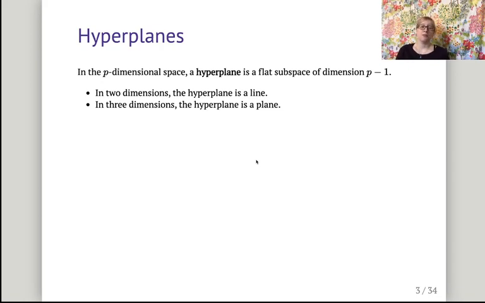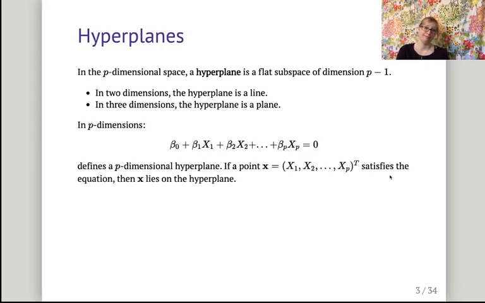Support vector machines are built using hyperplanes. Let's define what those mean first. In p-dimensional space, a hyperplane is just a flat subspace of dimension p minus 1. So it's just anything with one less dimension. In two-dimensional space, the hyperplane is a flat line. In three-dimensional space, the hyperplane is a plane. In the real world, the hyperplane would be like a sheet of paper.